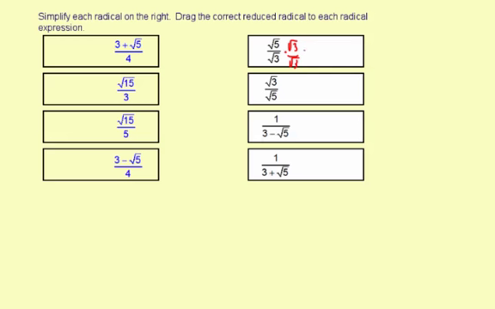So if you have 5 times radical 3, that's going to be radical 15. And then divided by radical 3 times radical 3, which is radical 9. And that simplifies to radical 15 divided by 3. Okay, so this one matches here.